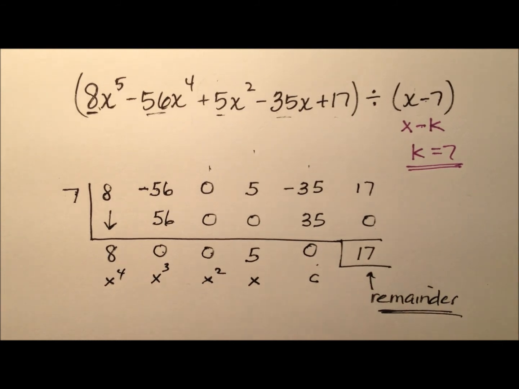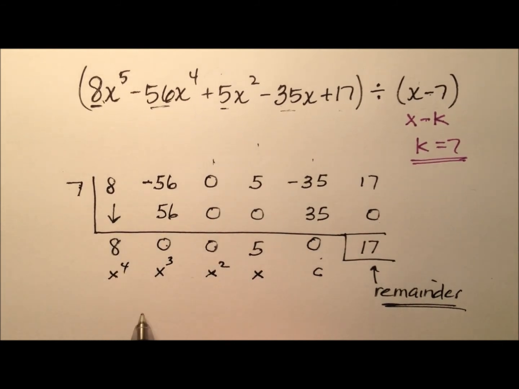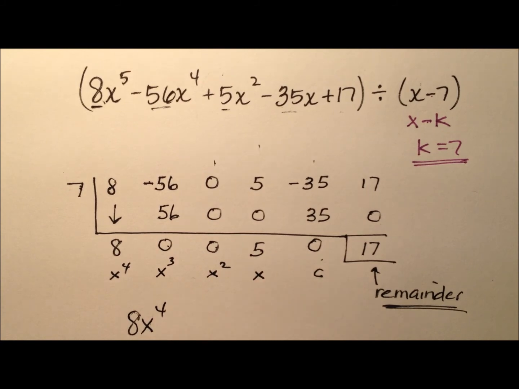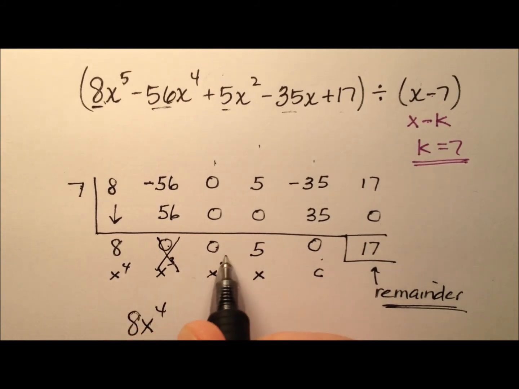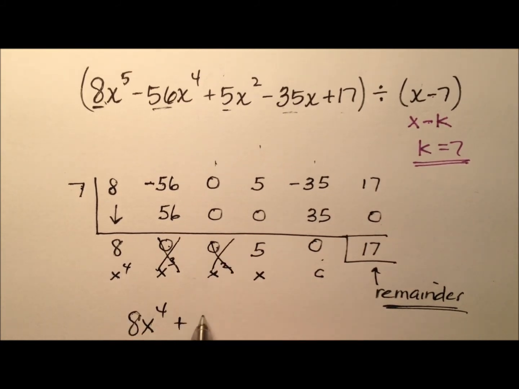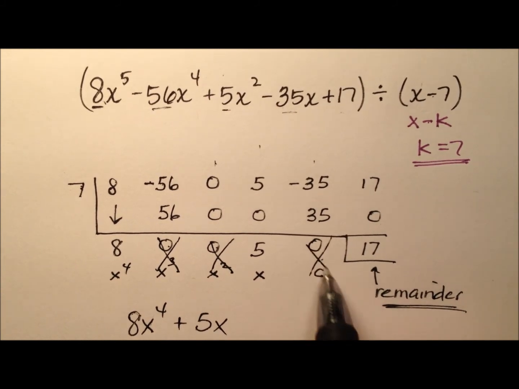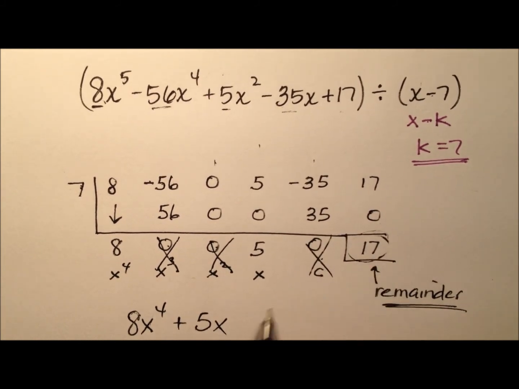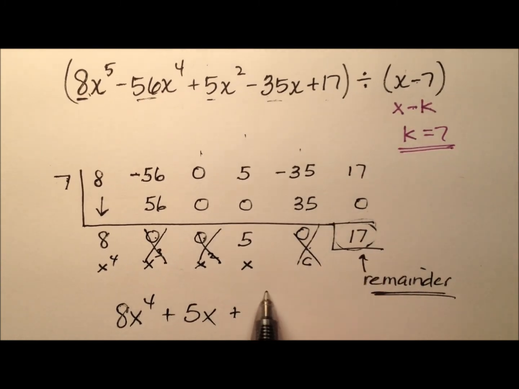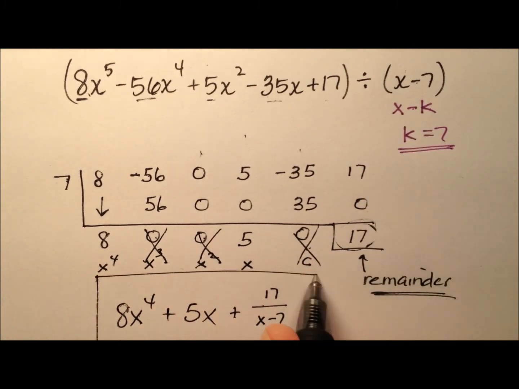Okay, so let's go ahead and write my finished quotient. So 8x to the 4th. I don't have a cubic term or a quadratic term, so plus 5x. I have no constant, so now I'm going right to my remainder. Plus, okay, so how do we write this remainder? Well, I'm going to say 17 divided by my divisor here, so x minus 7.